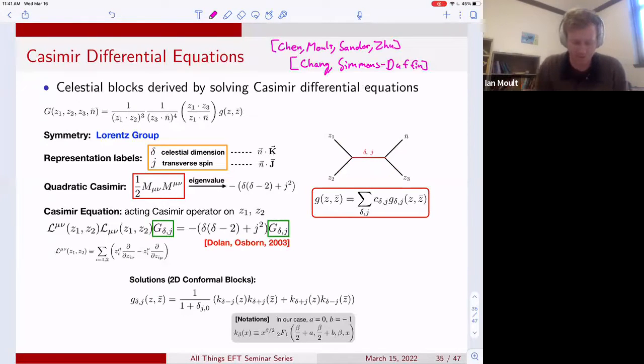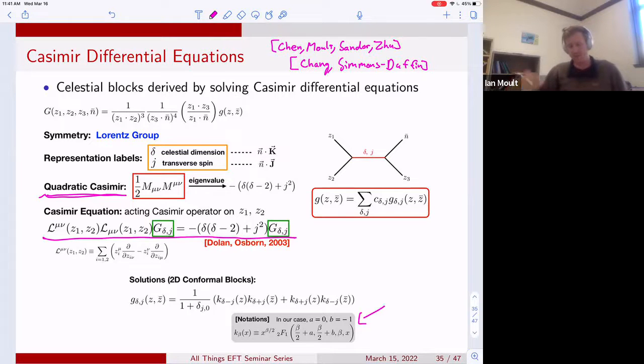Although I won't go into the technical details, one can derive the appropriate partial waves, much like you do in the case of 2-to-2 scattering, by just writing down the appropriate quadratic Casimir. In this case, it's the Casimir of the Lorentz group, and then solving the eigenvalue equation to determine the partial waves. It doesn't matter exactly their particular structure. There's some product of hypergeometric functions.